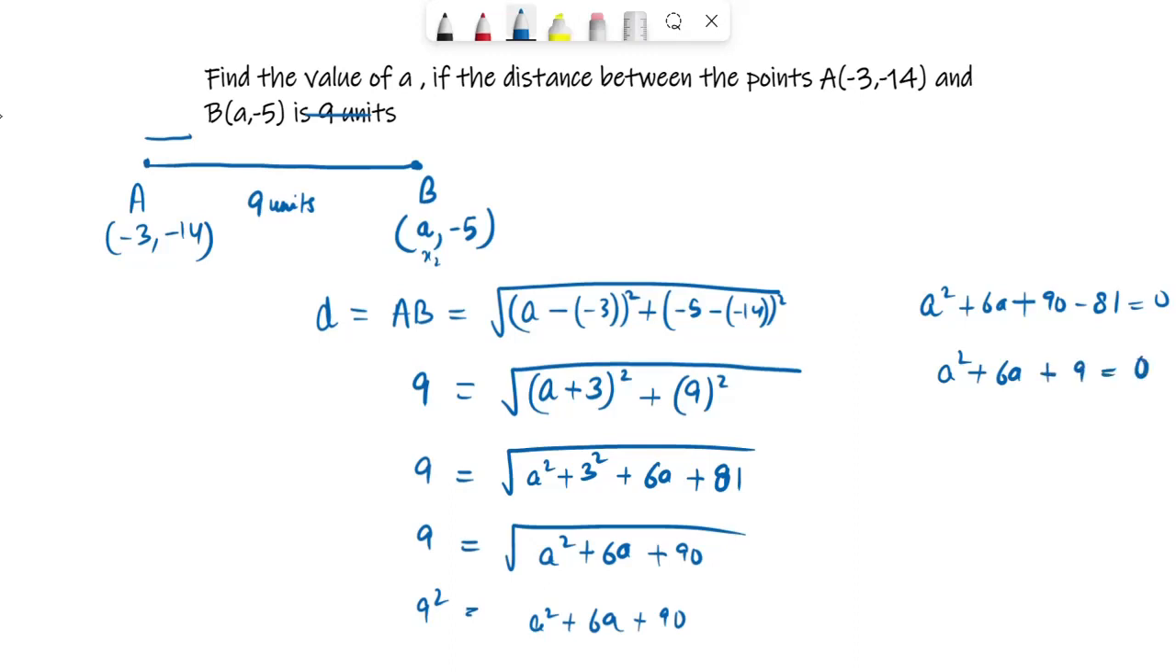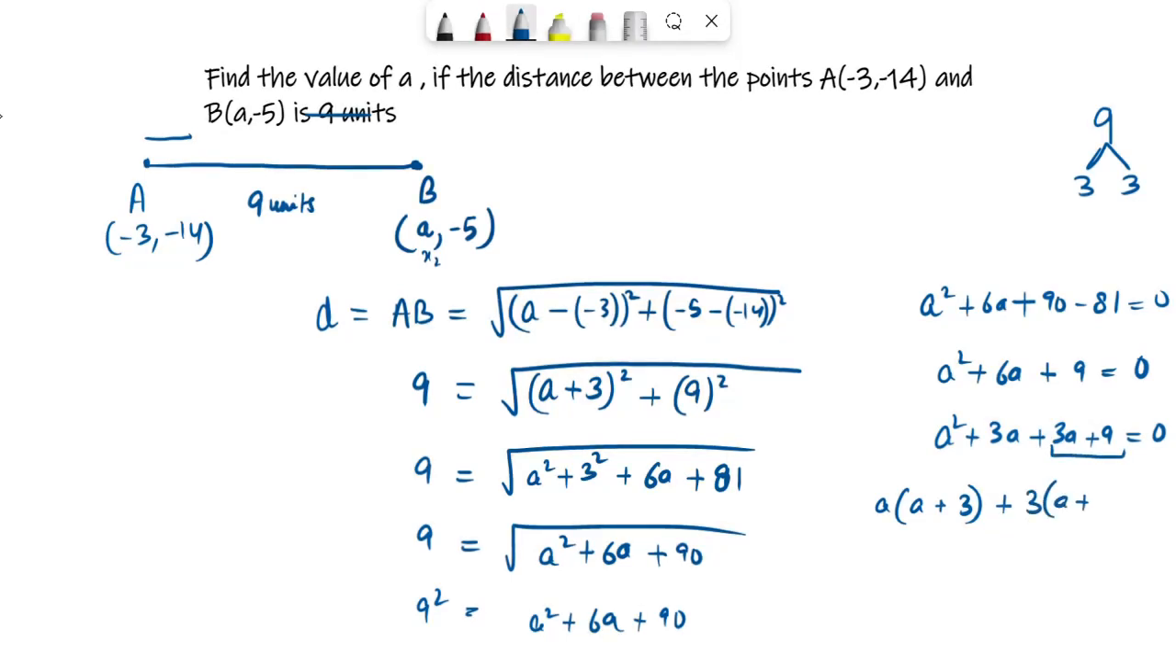Now you have to do the middle term splitting. Split the 9 in such a way that we can make 6. And we know the value of 9 is 3 into 3. So yes, it would be a square plus 3a plus 3a plus 9 is equal to 0. Now what you can do is take a common from the first two terms, it would be a plus 3. And from the last two terms, you can again take 3 common, it would be a plus 3 equals to 0.